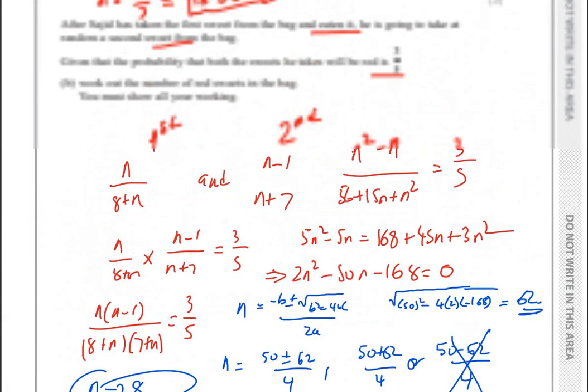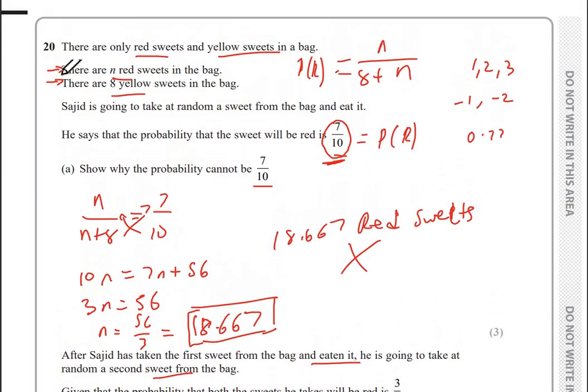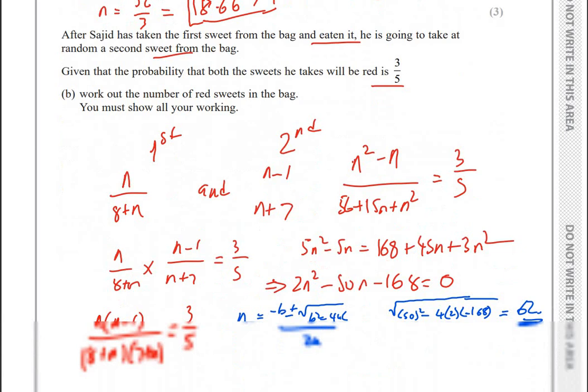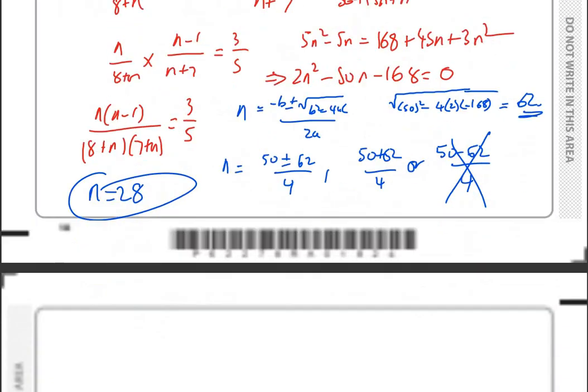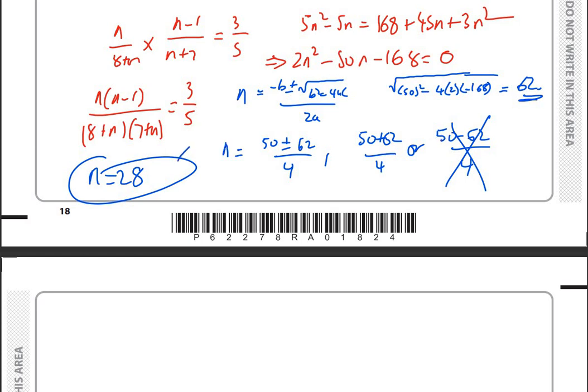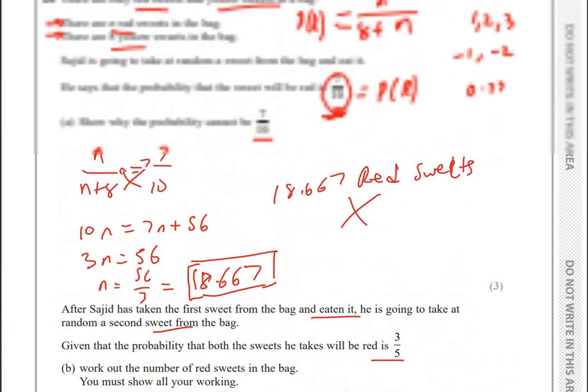And what is n? n is the number of red sweets. So the number of red sweets, and is that our question? Is that our answer? Work out the number of red sweets. Great. So that's our answer for this question. n equals 28. Okay. All right, so let's move on to our next question.